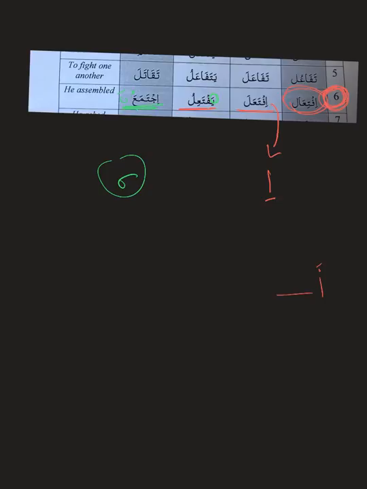Ijtama'ta, ijtama'tuma, ijtama'tum, ijtama'ti, ijtama'tuma, ijtama'tunna. And the last two, ijtama'tu, ijtama'na. So this bab has got the name ifti'al. Let's just put it here again. Ifti'al. This is the Madi pattern. This is the Mudari' pattern.